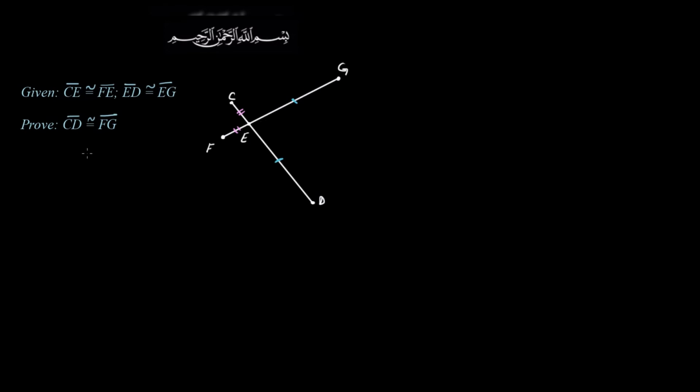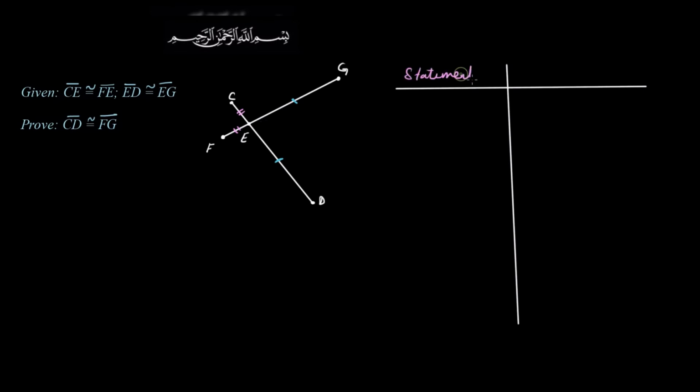Well, how do we go about proving this? The first thing we do is write our two-column proof. I'm going to draw out my two columns here, and label them. If you remember, the first column is statements, and in the second column we have the reasons for those statements. And when in doubt, you begin with the given information.